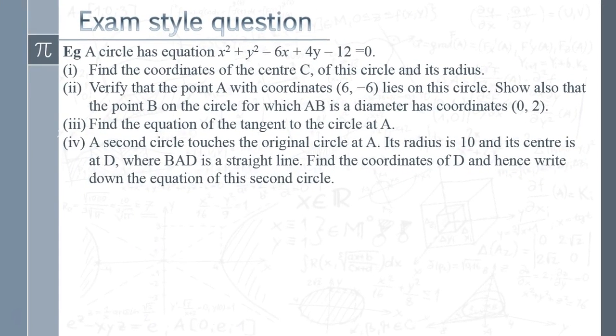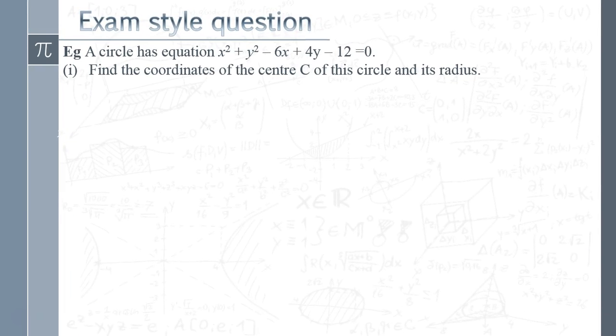Moving on to another one. Now we've got a whole mass of stuff, and I'm not going to read through that whole thing in one go. Let's just take it one bit at a time. So we've got the circle, we're given the equation of the circle, and part 1 says find the coordinates of the centre and its radius. So this one's a fairly straightforward bit.